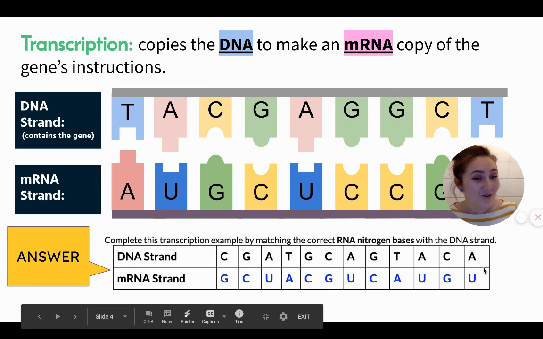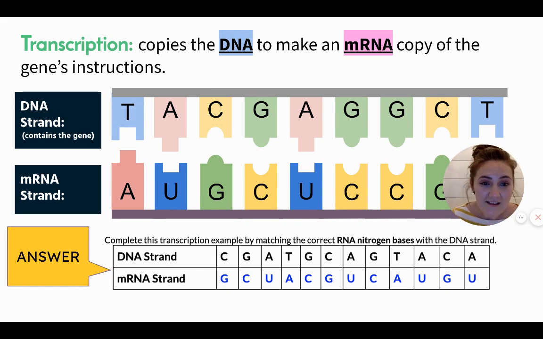Great job! Did you get what you see below? Compare your work. If there are any mistakes, try to go back and figure out where you made that mistake. Remember, you've got to use the base pair rule. A pairs with U, T pairs with A, and G and C continue to pair with each other. So the U can get a little tricky, but with some practice, you'll get there.